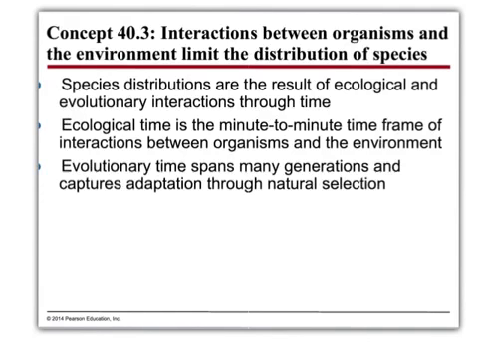So distribution of species is a result of ecological and evolutionary interactions through time. All right? So we're talking about predator-prey relationships. Whether or not an iguana in the Galapagos can adapt to that marine environment, develop swimming, develop a way of expelling salt water from their body to keep their pH and water balance the right way. Okay? So ecological time is used to the minute-to-minute time frame, and obviously evolutionary time spans many generations.